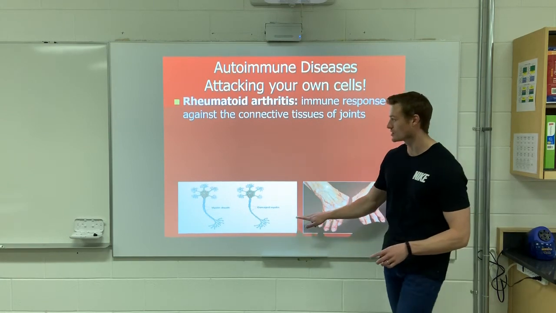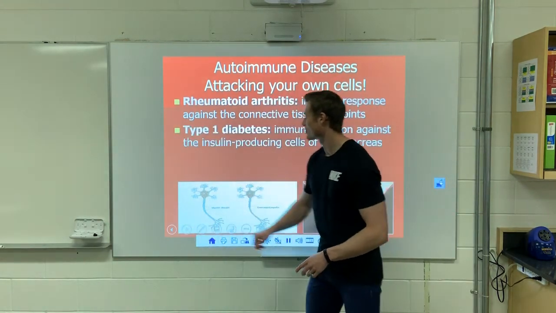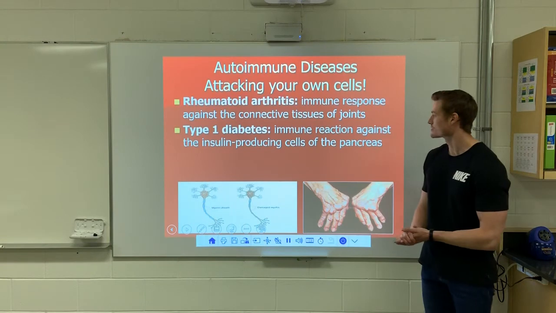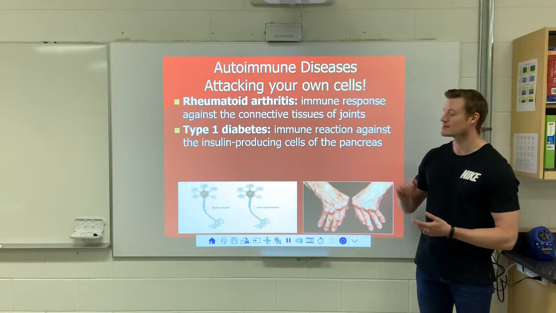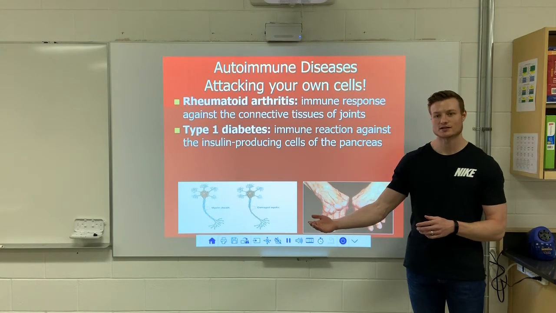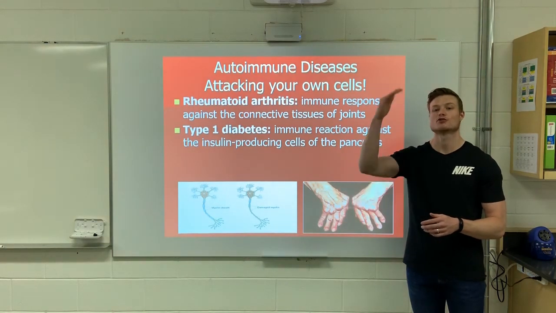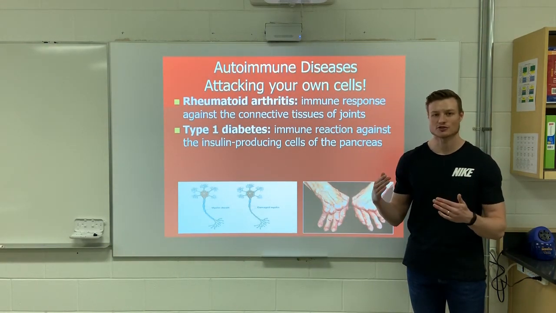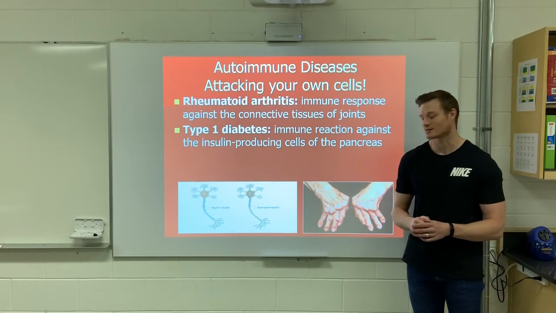So rheumatoid arthritis is caused by your immune system making a mistake and starting to attack its own connective tissue. Another type of autoimmune disease is type 1 diabetes. Your immune system can attack the insulin-producing cells of the pancreas, so you no longer produce adequate insulin. And because of this, your blood sugar goes up quite a bit, and you have to manage it through artificial insulin shots and things like that.